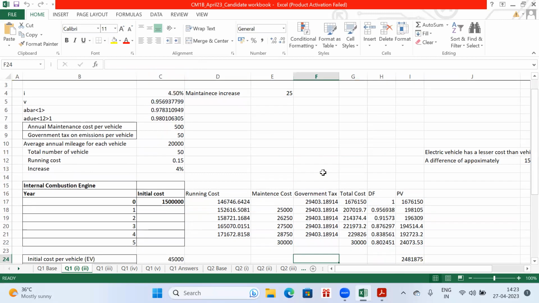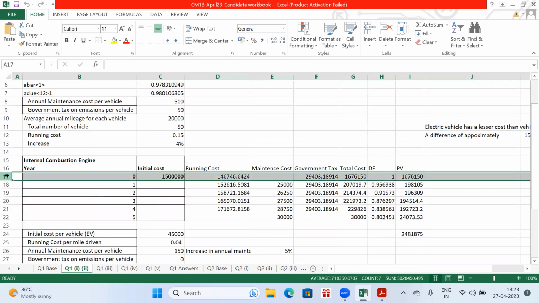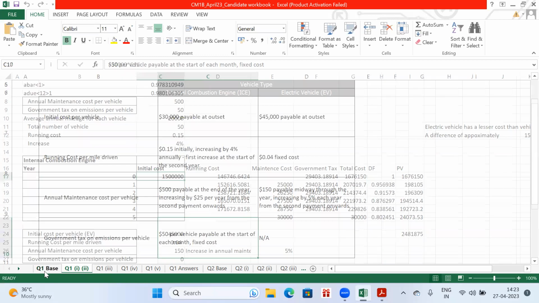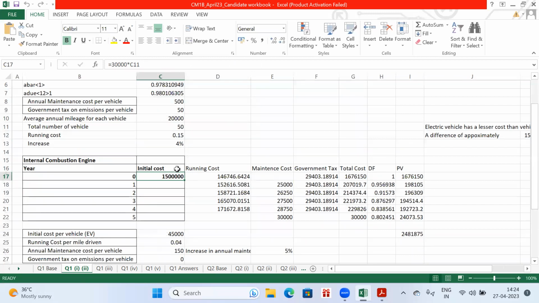Starting with the question sheet, the original answer sheet contained only 0, 1, 2, 3, 4, 5, these cells. I have inserted a cell of 0. Why? Because this money is payable at outset. The initial vehicle cost is payable at the outset. So payable at outset, I have 30,000 into the number of vehicles, which is 50. Okay. So there are 50 vehicles, for each we are calculating the cost.